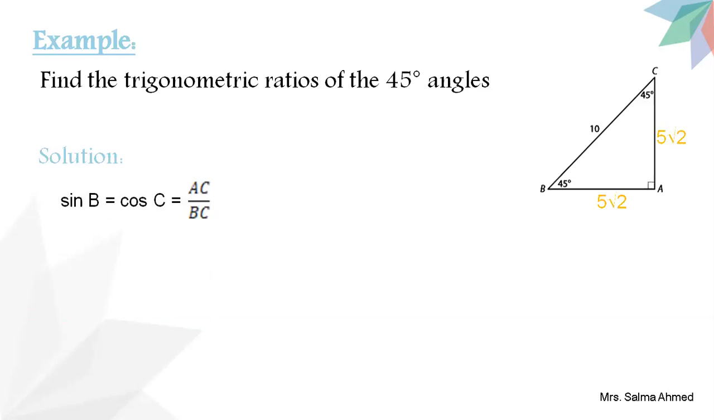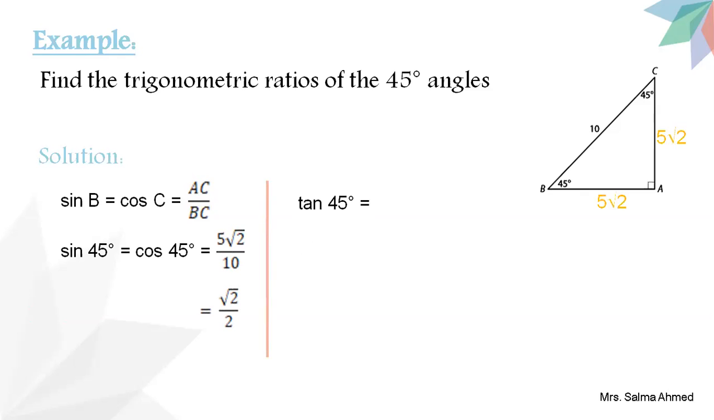Now we start with sine B equals cosine C equals AC over BC. Why does sine B equal cosine C? Because we took before that sine of an angle is equal to the cosine of its complementary angle. Both B and C are 45, so I substitute: sine 45 equals cosine 45 equals AC over BC, which is opposite over hypotenuse. So it will be 5 root 2 over 10. After simplifying, 5 divided by 10 gives half, so it's root 2 over 2.